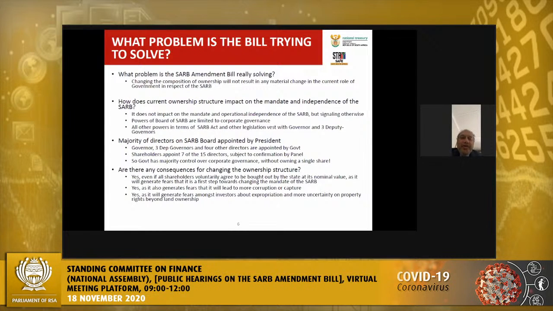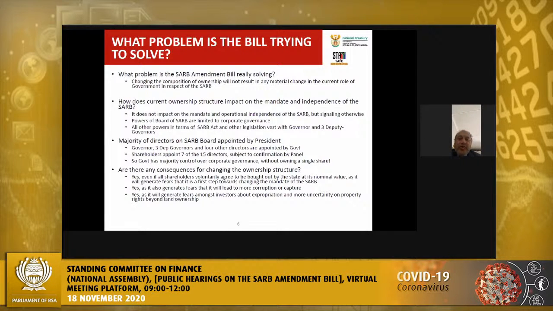Just to look at the status quo, there are 15 directors that are appointed. The private shareholders only have the right to appoint, through the confirmation process by the panel, 7 of the 15 directors. The 4 directors plus the 3 deputy governors and governor, making a total of 8, are appointed by government.